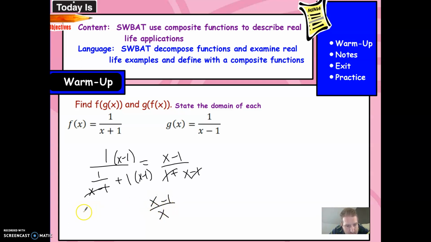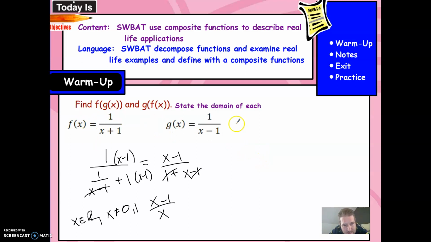Now, basically the domain can be all real numbers. The only thing that x cannot be is 0. So x is the set of all real numbers in which x cannot be 0, or neither can x be 1, because if you put 1 in for here, you get 0 as well. 1 minus 1 is 0. So always put into the inner one, it can't be 0 either.